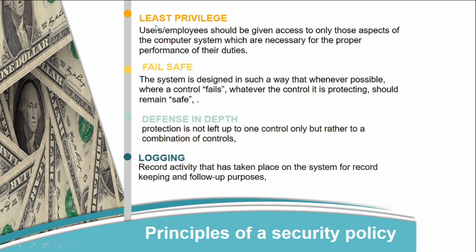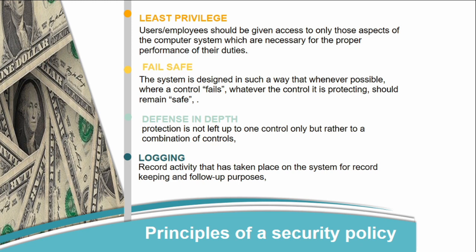So the first is least privilege. Least privilege is a principle that says people should only be given access to the system or the area in the business that they need to have access to, that it is necessary for them to have access to in order to execute their duties.